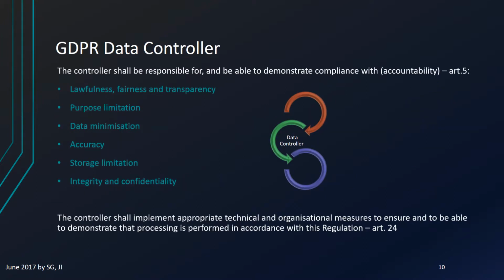The data controller is responsible for and should be able to demonstrate compliance with the following 6 points. The data should be processed lawfully, fairly and transparently. There should be some purpose limitations. So what that means is that the data must be collected for a specified, explicit and legitimate purpose. The data must not be further processed in a way that would be incompatible with those purposes.